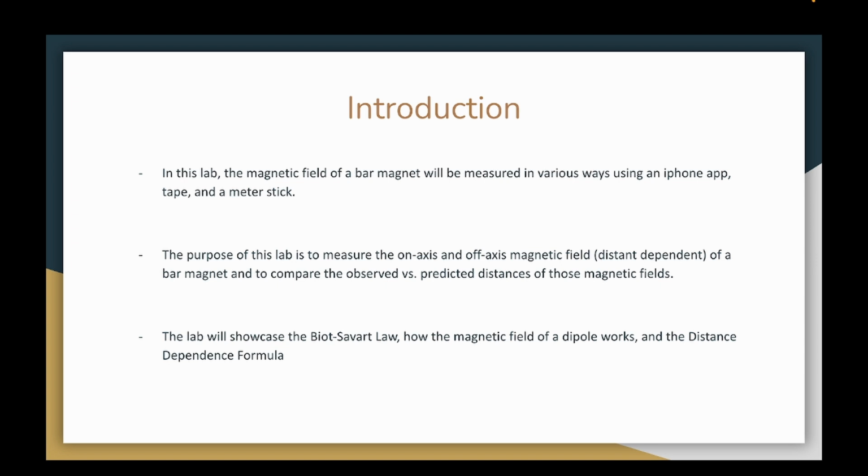In this lab, the magnetic field of a bar magnet will be measured in various ways using an iPhone app, tape, and a meter stick. The purpose of this lab is to measure the on-axis and off-axis magnetic field that is distance dependent of a bar magnet and to compare the observed versus predicted distances of those magnetic fields. The lab is going to showcase the Biot-Savart law, how the magnetic field of a dipole works, and the distance dependence formula.